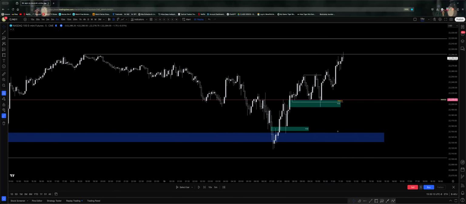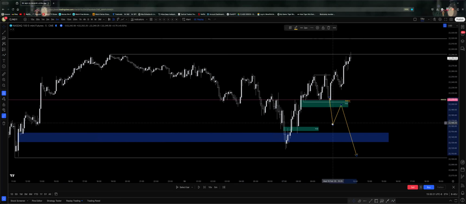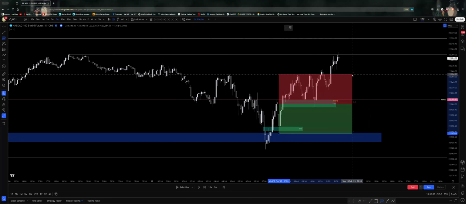So if we broke below this, then I would expect us to come down and take out this target right here. But since we didn't, this is just corrective activity. Let's see if this falls within the range, right? We had a break of structure right here. Let's take it from this to this. Look at that. It takes us right to premium.